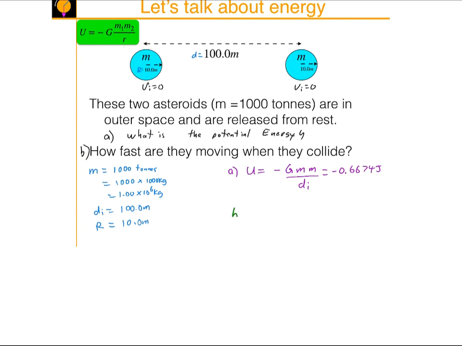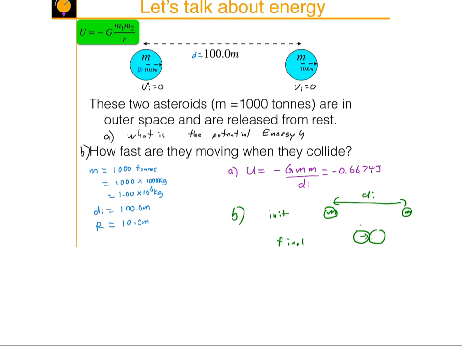So for part B, initially it's like this. It's M, M, and they're a distance D initial apart from each other, and they're initially at rest. Finally, they start moving towards each other and end up right on top of each other. Right when they collide, they're each going to have some velocity towards each other. Let's call it V final.